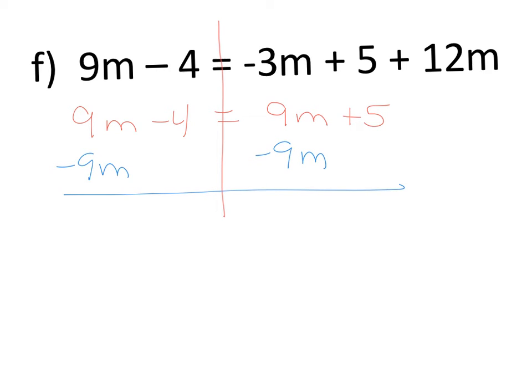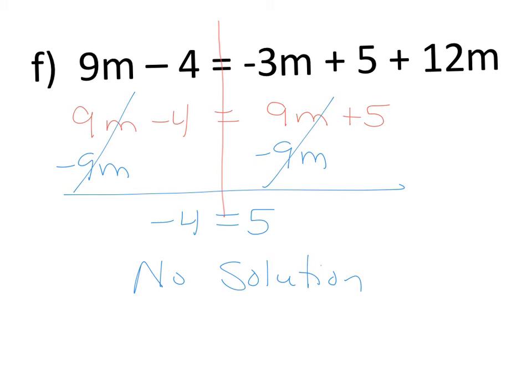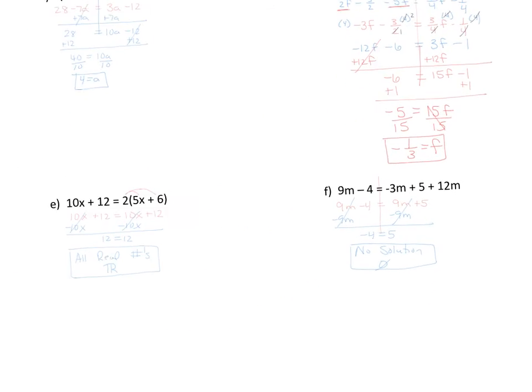And again, the same thing happens just like on the last problem. The only difference here is this one is negative 4 equals 5. That does not work. You can't have negative 4 equals 5. So in this case, this answer would be no solution, or a 0 with a line through it. I would accept either one of those answers. All right, let's go over to the next page now.